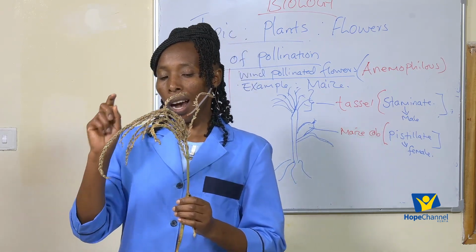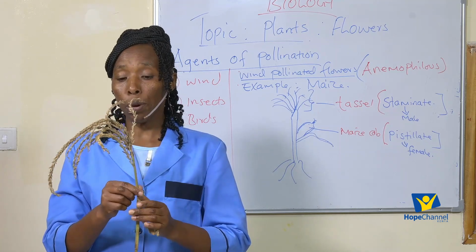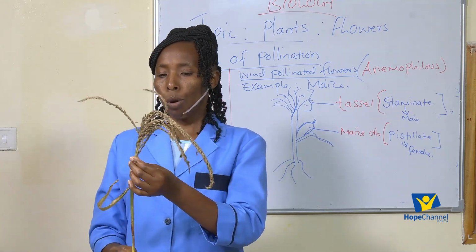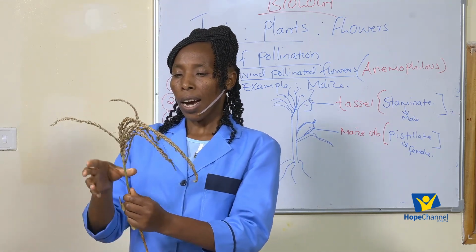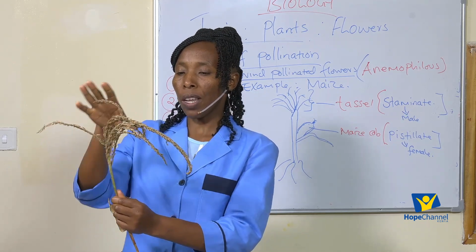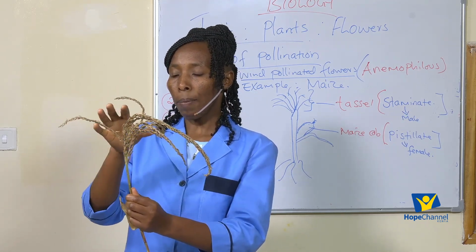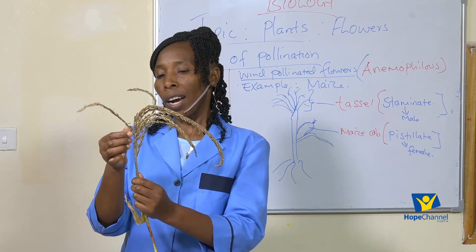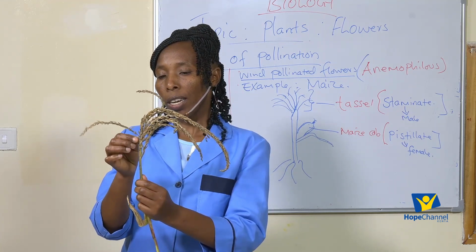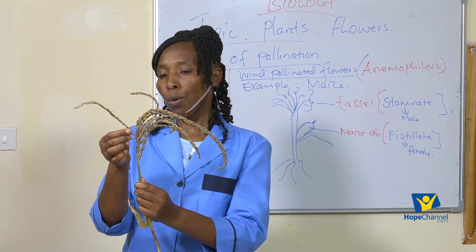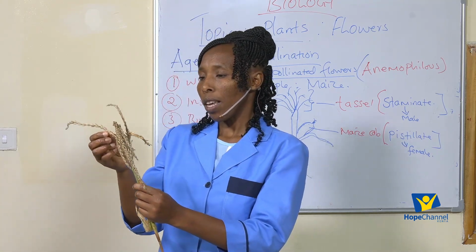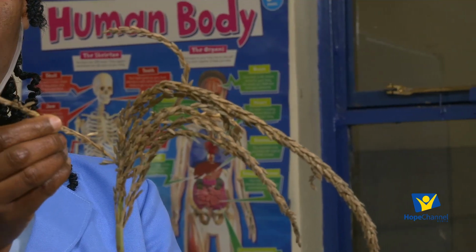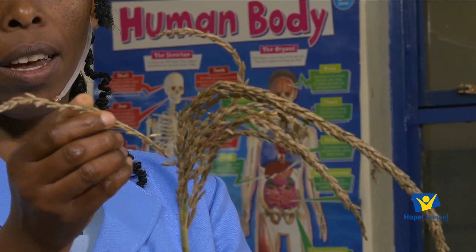And it is at the anthers that we produce pollen grains. So with me here, I have the tassel. This part forms the staminate, and this is where we have the anthers that produce the pollen grains. If you can check with me, these are the anthers.